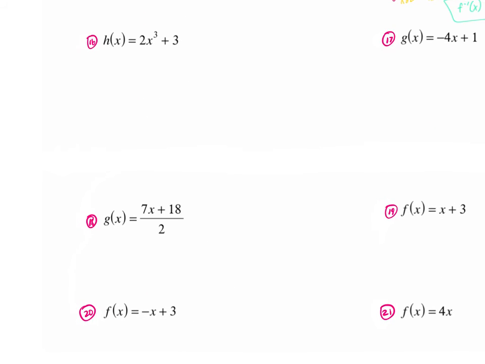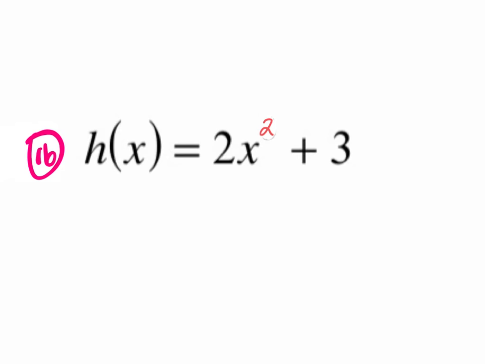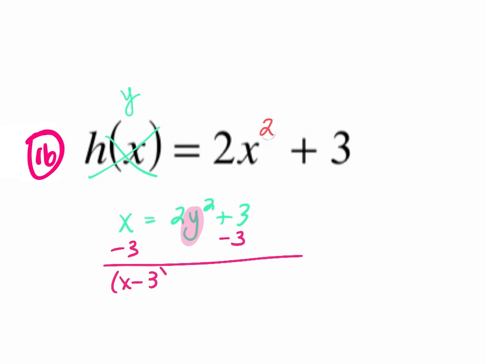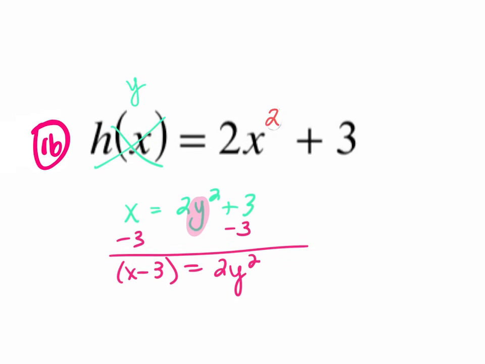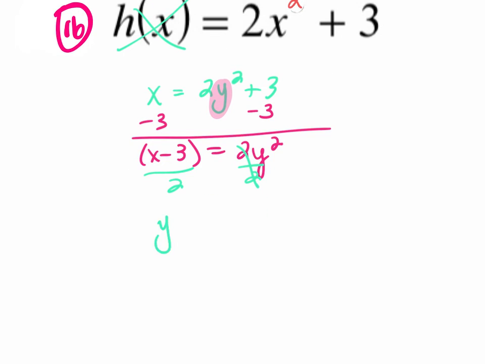Is there a squared one on here? All right, I want to change this so you guys have an example. Change this to squared. So we're going to cross out h of x, make it a y. Switch the variables. So I have x equals 2 times y squared plus 3. Our job is to isolate the y, get it all by itself. So the first thing I'm going to do is subtract 3 from both sides. So I have x minus 3 equals 2y squared. Still trying to get y by itself, so I'm going to divide both sides by 2. So I have y squared equals x minus 3 over 2.